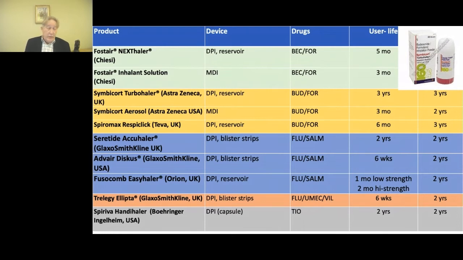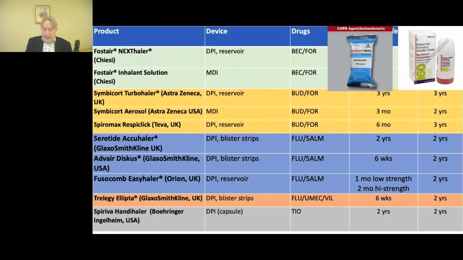If that patient only uses 1 or 2 canisters of Symbicort in a year, that means they're going to have to buy 4 of them rather than 1 or 2 if we adhere to the user life of 3 months for the Symbicort. The Spiromax in Europe has sort of an intermediate user life.